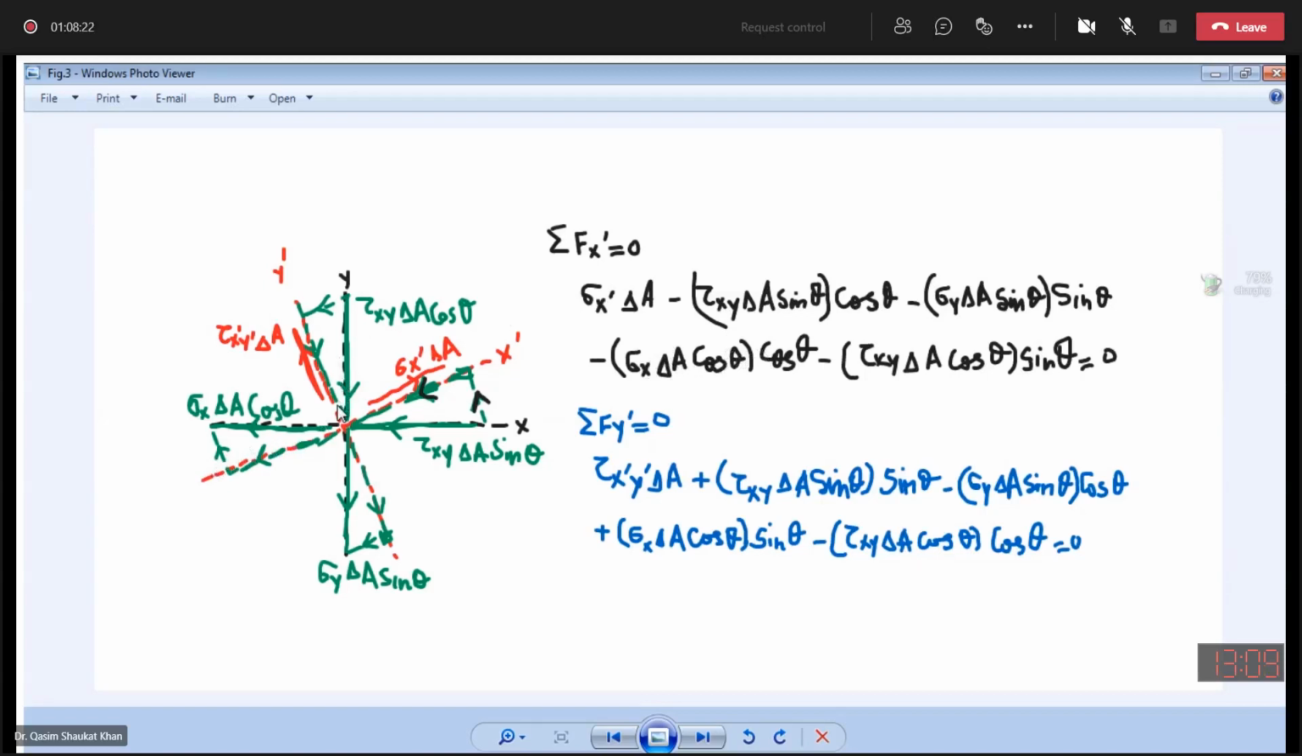And the last one we have is tau xy delta a cos theta, and along the x dash axis we have this component. This component is tau xy delta a cos theta into sin theta, and again this component is pointing towards negative x dash axis. So this will be minus tau xy delta a cos theta into sin theta. And the sum of all these forces about the x dash axis should be 0.